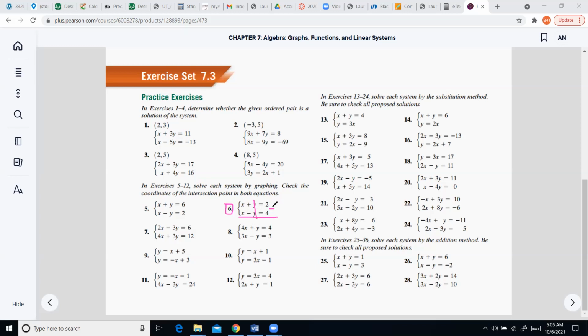So if I add these equations, I'm going to have 2x on the left side, x with x, equal sign, and 2 plus 4 will be 6. So that would be our equation that we can find x from, and x will be 3. 2 times 3 is 6, right? X is 3.